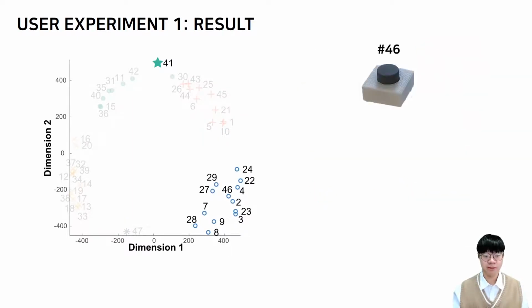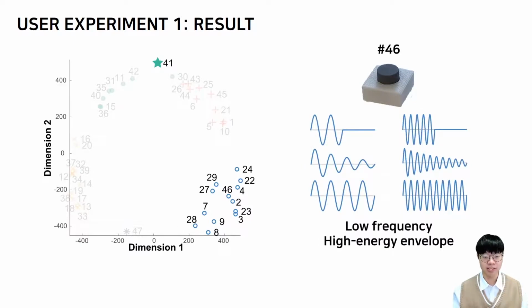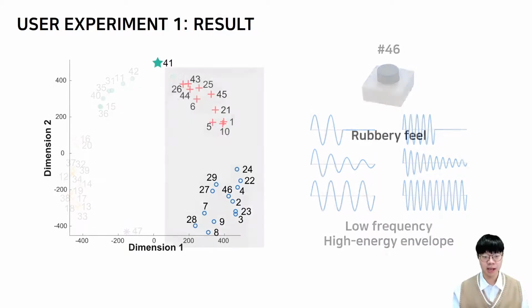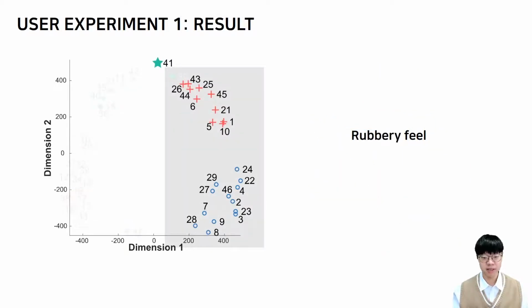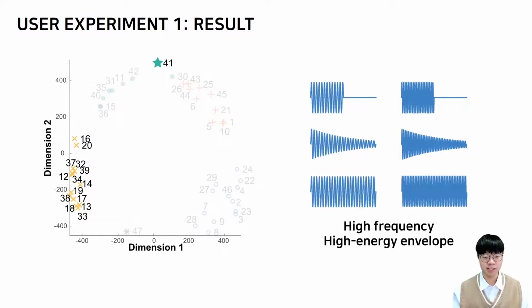In the blue group, there is a physical button number 46, which gives a highly stiff rubber feel, and the augmented button with low frequency and high energy envelope. Through the result, the augmented button with low frequency vibration creates a rubber feel, and the energy envelope affects the stiffness of the button sensation. The last group, yellow, has no physical buttons. Thus, vibration-augmented buttons with high frequency and high energy envelope deliver unique feels, which are quite distinguished from the physical buttons.